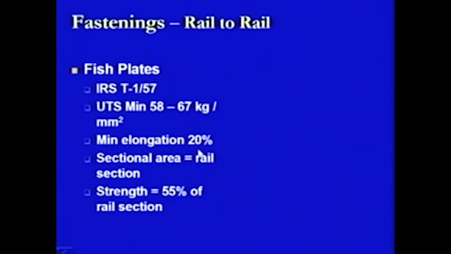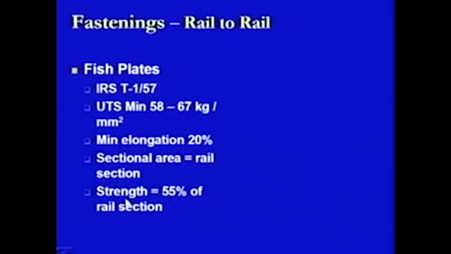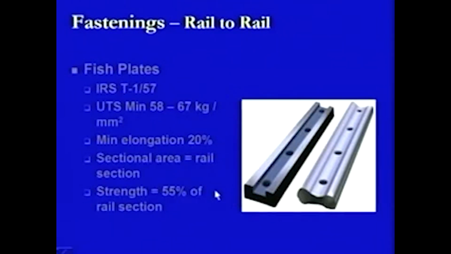The sectional area of the fish plates should be equal to the sectional area of the rail section. In the case of the rail section, the overall sectional area will be the composition of the rail head, web, and the foot. On the basis of that total sectional area, we have to find out the area of the fish plate and design it accordingly. In the overall condition, the strength of the fish plates is around 55% of the strength of the rail section. And this is the type of the fish plates which are generally in use.